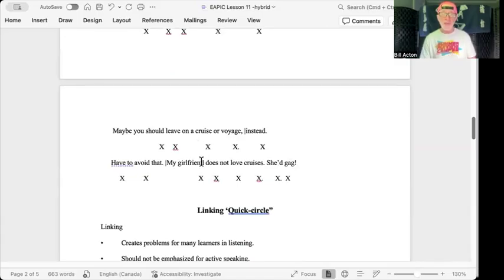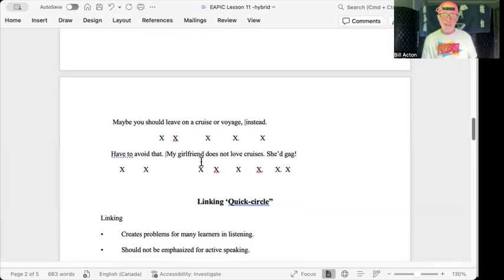Next line we have should, leave, cruise, voyage, and instead. So maybe you should leave on a cruise or a voyage instead. You hear those? I did a good job on that one. All right. Now let's do that again. That's really good. Okay. Maybe you should leave on a cruise or a voyage instead. Yeah, that was good. I nailed that one.